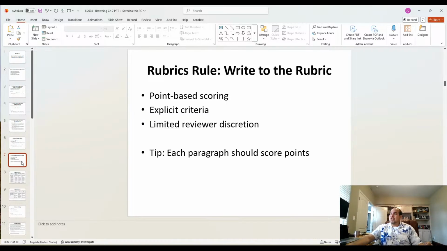I know probably all teachers give students rubrics or teach with rubrics or grade with rubrics. Well, in grant writing, particularly in these state grants and many grants, probably like 85% of the grants I write, there's a rubric of how they're going to grade your grant, right? Point-based scoring, very explicit criteria, and then there's very limited reviewer discretion. What does that mean? The reviewer has to follow the rubric when they grade you.